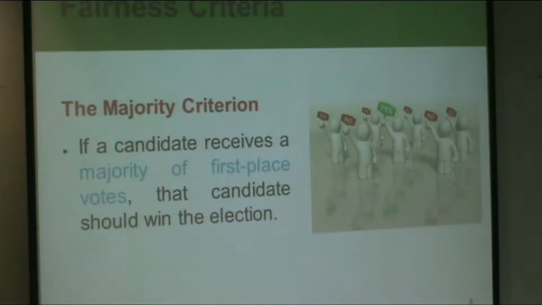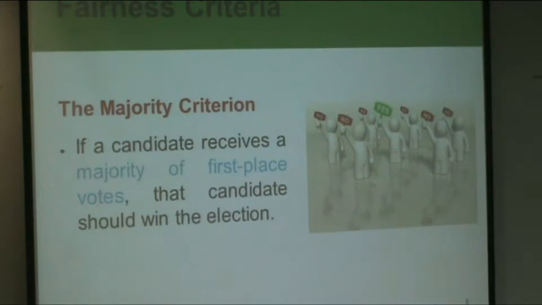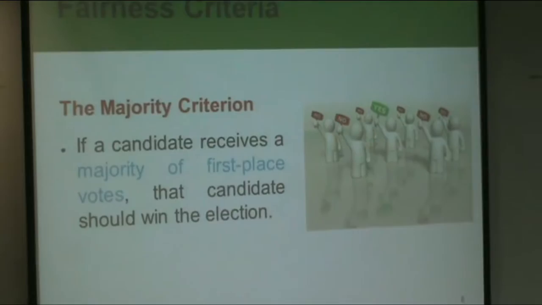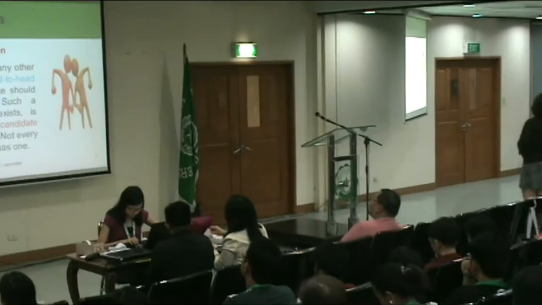When can we satisfy what we call the majority criterion? If a candidate receives a majority of the first place votes. What do we mean by majority? That means he gets more than half, so half plus one. If you have half plus one, then you'll be able to satisfy the majority criterion. So if you have 100 members in your group, to get a majority, you have to get 51 votes. Next, the Condorcet criterion.